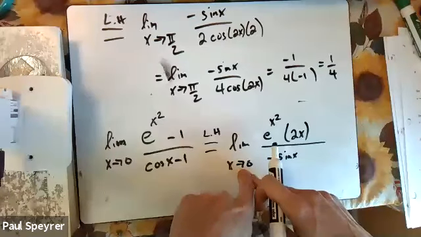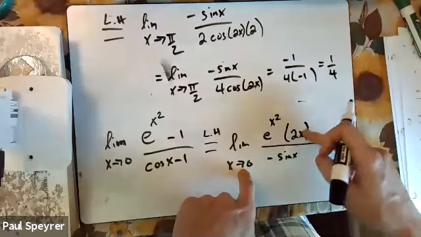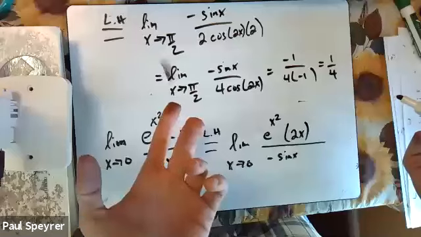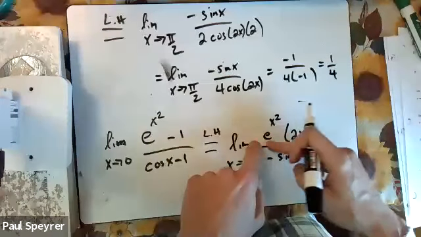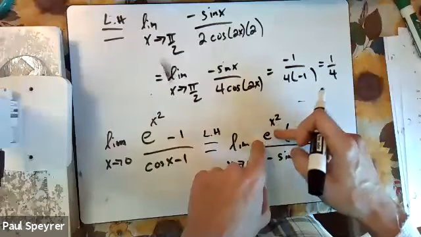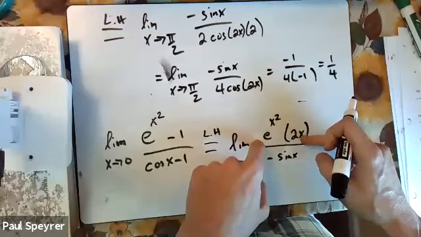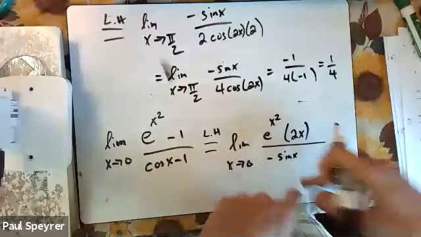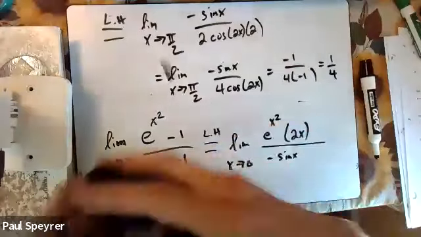If I plug 0 in again, what do you get? Well, you get 0 over 0. That's still 0, right? This is 1, but this becomes 1, because e to the 0 is 1, but 1 times 0 is 0 over sine of 0 is 0. So we have to L'Hopital it again.